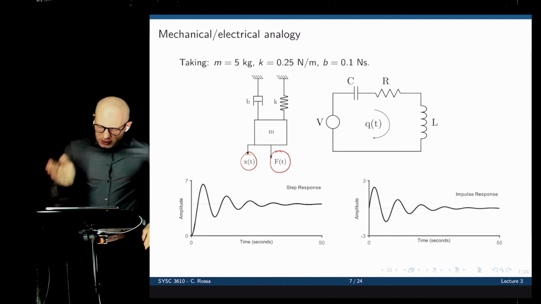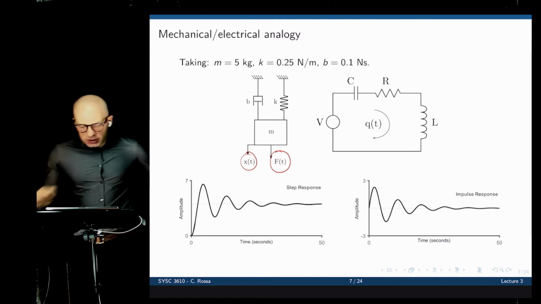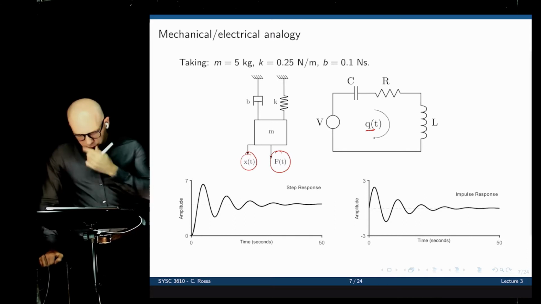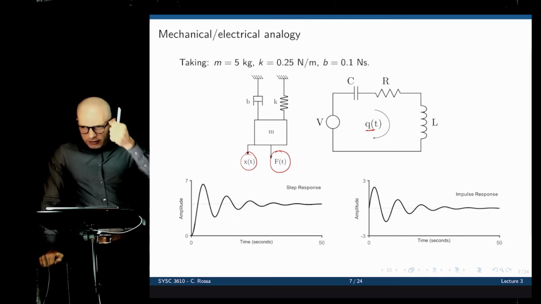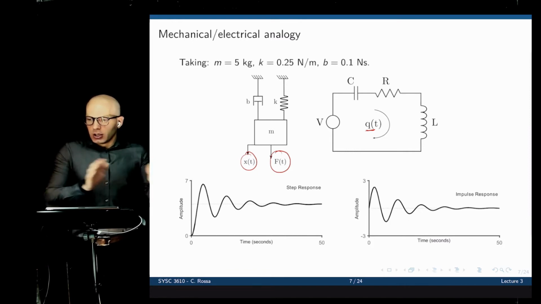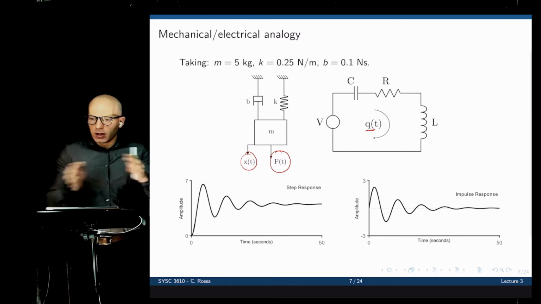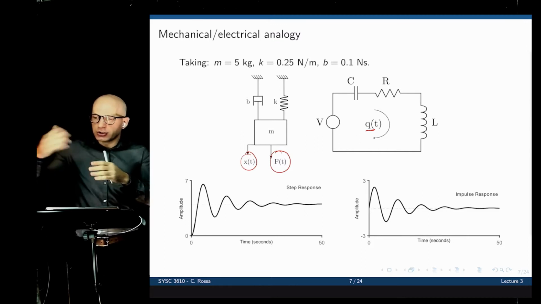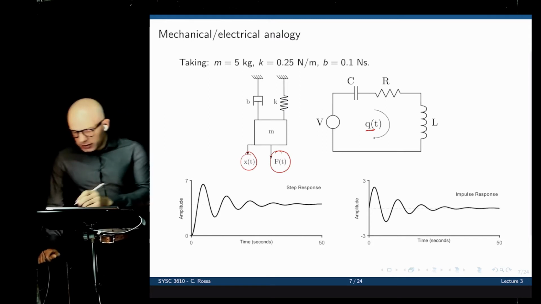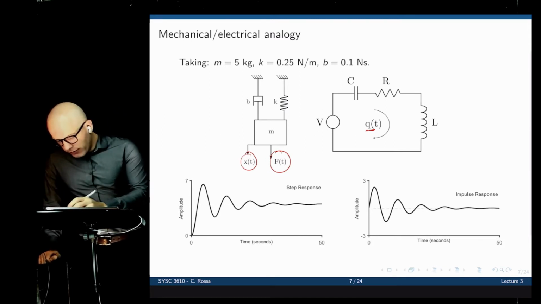So what happens? In the electrical system, the input is V and the output here is the charge that you're interested in. So let's see what happens. When we apply a force, the mass starts to move, and it will oscillate. The energy goes from inertia to potential energy in between. Some energy is dissipated in the damper. That's why it oscillates and then eventually settles. It settles at a non-zero value.